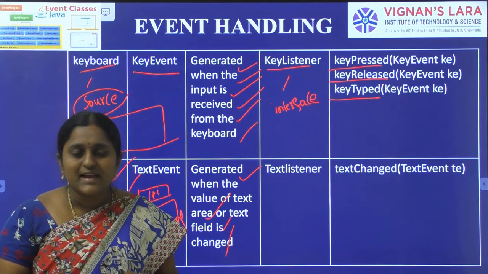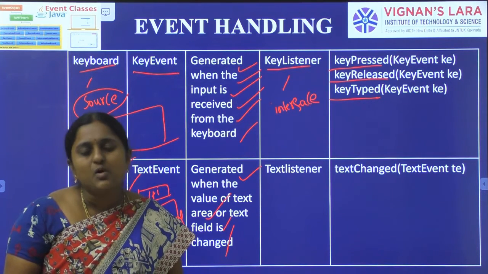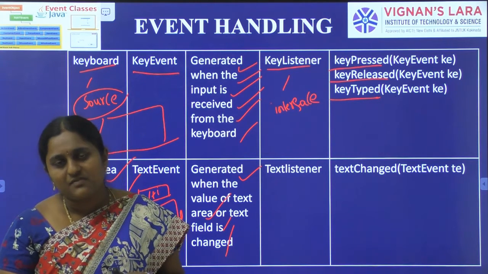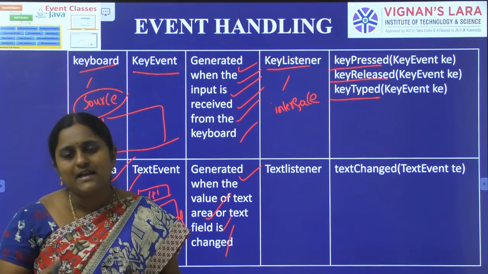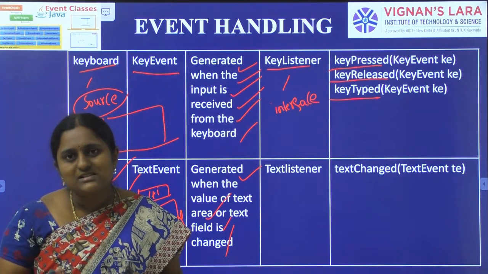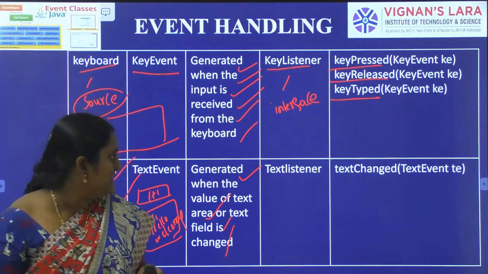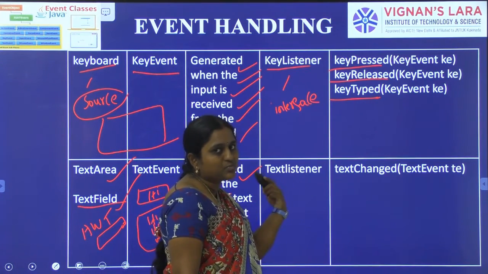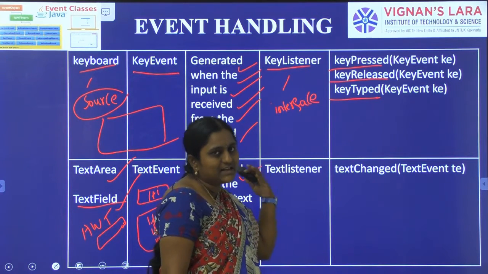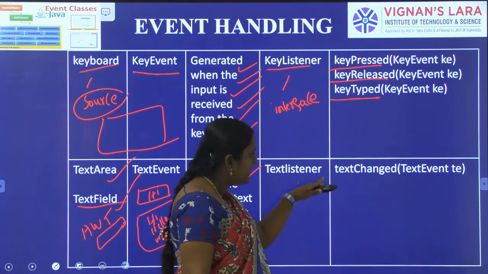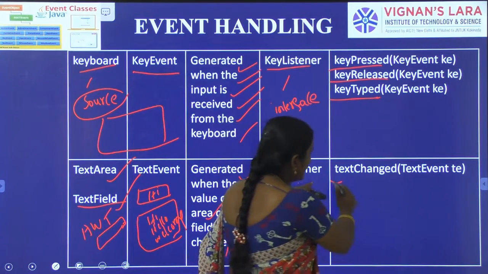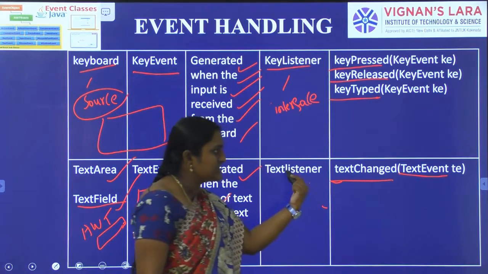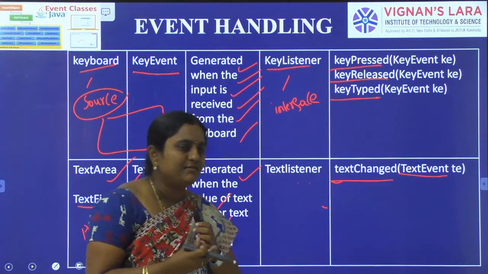Suppose an event is generated. The corresponding listener interface will be activated and it will pass it on, so that the listener executes the events through interfaces. Here, the test listener interface, the corresponding interface for the text field and text area, is TextListener. It defines one method, the text changed method. Here the text event is the object. This object is supplied as an argument to the text changed method, and it is the reference variable.